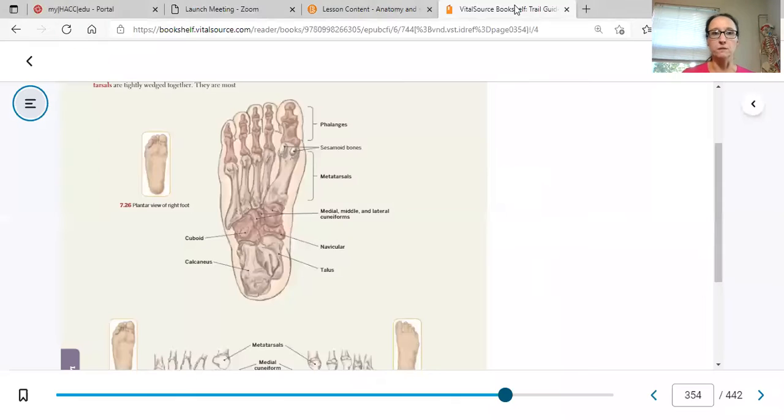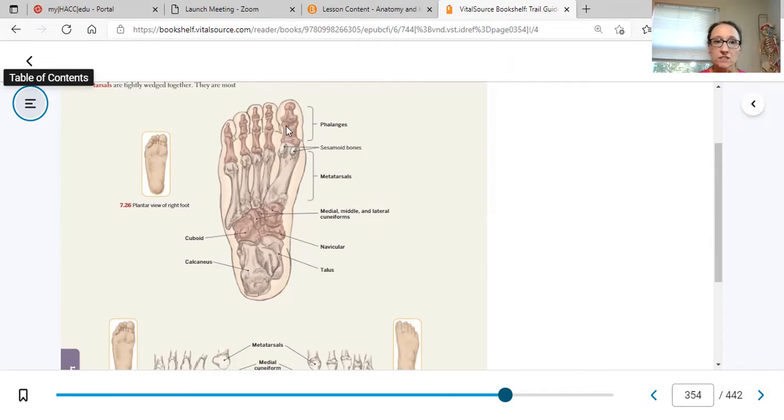Let's talk about what bones are in the foot and some of the other structures here as well. This is page 354 in your book. And what we have is a plantar view of the right foot. So we're looking at somebody's foot if they're laying supine on the table, okay? We're seated at the end of the table. Their feet are kind of in our face like that. This is a plantar view, okay?